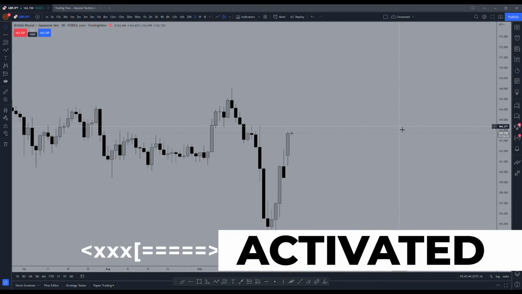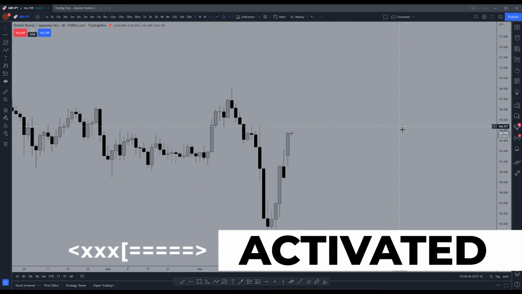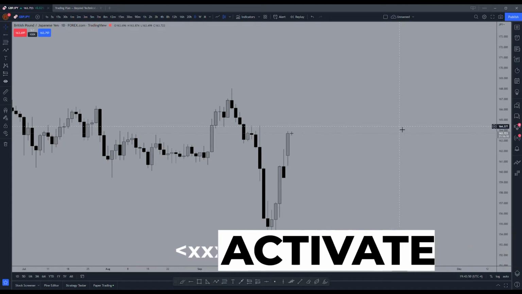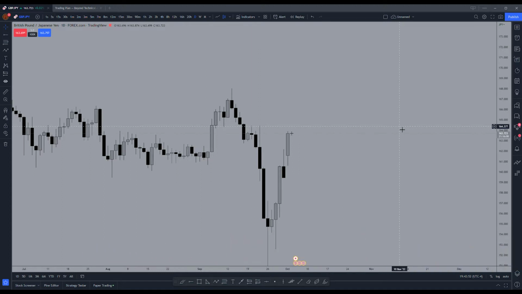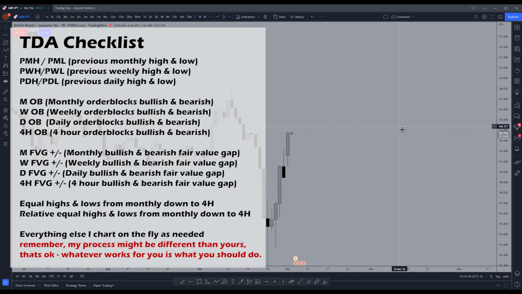TDA, top-down analysis. I will explain the importance of it. And by the end, you should have a pretty good understanding of why it is so crucial to do in your everyday trading. So the whole idea behind top-down analysis is the higher time frame points of interest, or PDAs, price delivery arrays, such as order blocks, fair value gaps, they have more power, they have more control or jurisdiction over price, if you will, than the lower time frames.